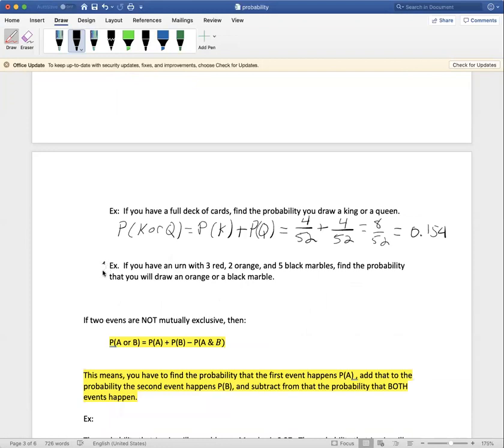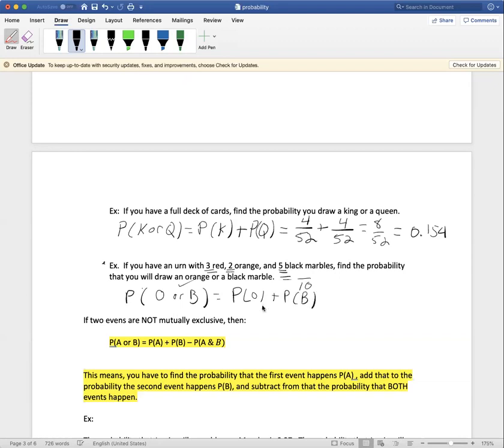Let's take a look at another example. If you have an urn with 3 red, 2 orange, and 5 black marbles, find the probability you draw an orange or a black. Okay, so first of all, in terms of how many marbles we have altogether, we have 3 red, 2 orange, and 5 black, so we have a total of 10 marbles altogether. So I hope you can see that we're going to be dealing with a denominator of 10. So the probability we draw an orange or a black marble is the same thing as saying, and again, let's go back and make sure that these two events are mutually exclusive. Well, if we draw a marble, it can't be both orange and black at the same time. Right? It has to be either orange or black. So that means that these two events are mutually exclusive.